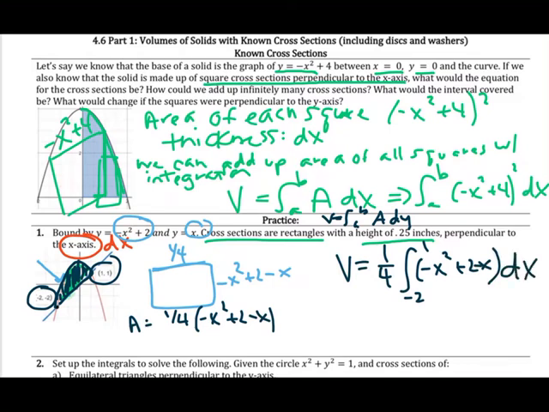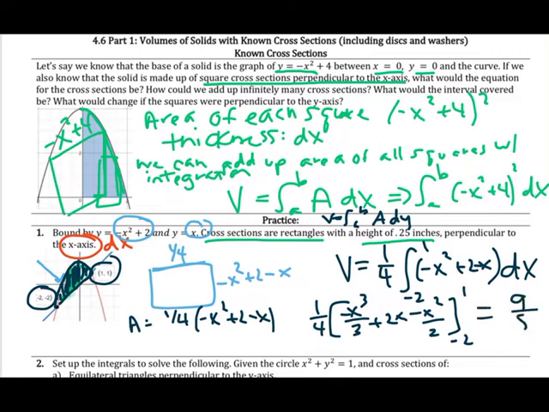Now, this one is pretty simple. There's no calculator symbol, so do it by hand. This would be negative x to the third over 3 plus 2x minus x squared over 2, being evaluated from -2 to 1. And for time's sake, I'm just going to tell you that this simplifies to be 9/8.